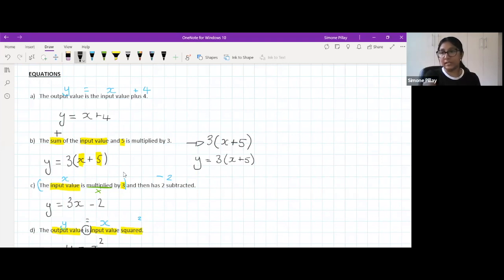Yes, our equals sign is important. I see Linda is saying that. Thank you, thank you, thank you.